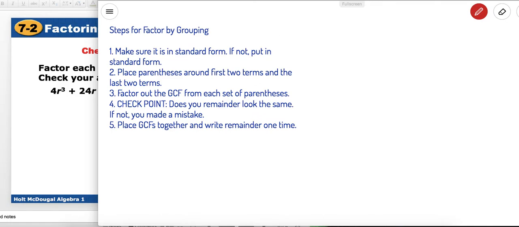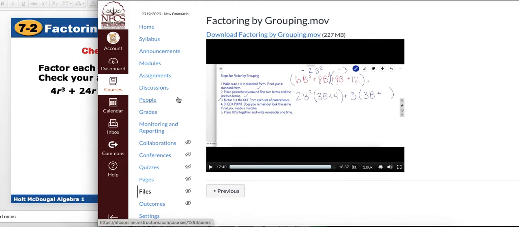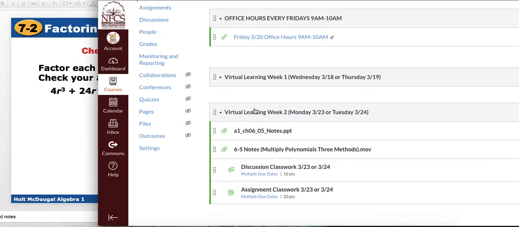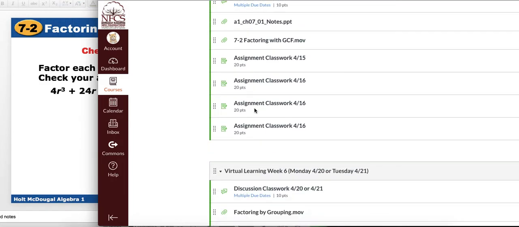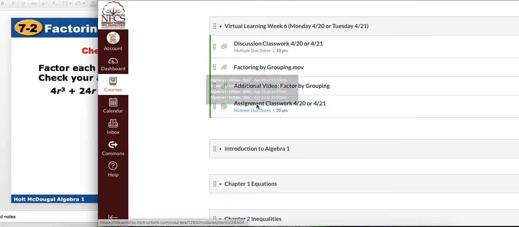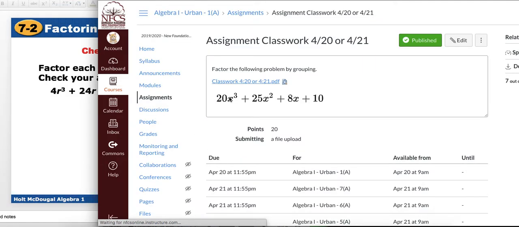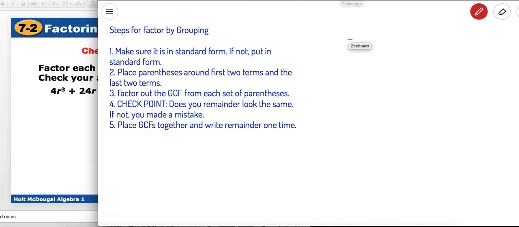So what we're going to do is we're actually going to start, let's see, we're going to start with reviewing the assignment that you guys had to do on Monday or Tuesday. So here's the assignment. Okay, and to solve this by grouping. So we're going to solve this problem, okay?